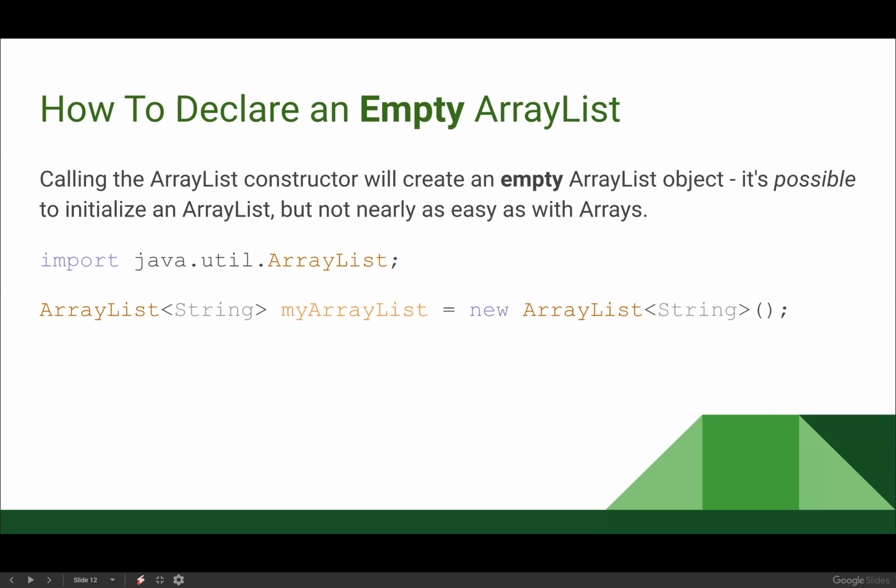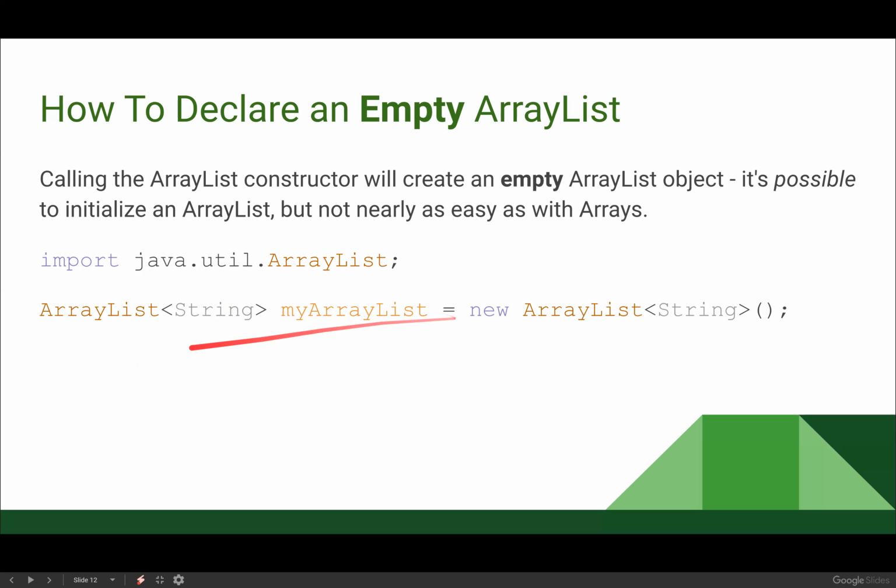So calling the ArrayList constructor will create an empty ArrayList object. It'll have no values in it. It's possible to initialize them, but it's not nearly as easy as with regular arrays, so we're not going to cover it right now. We're just going to skim over that.